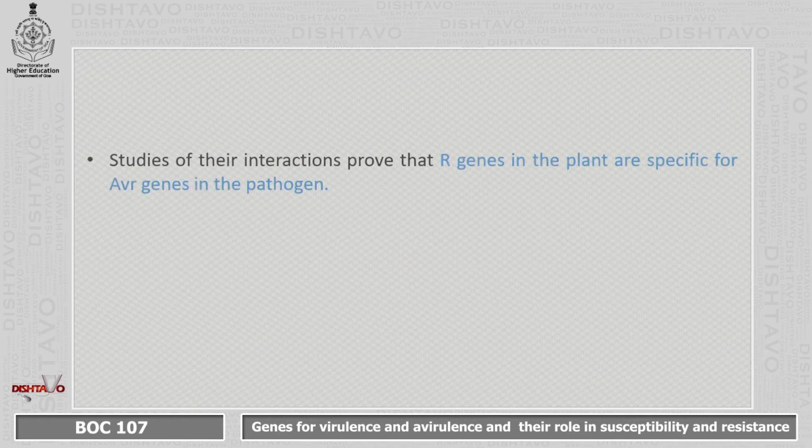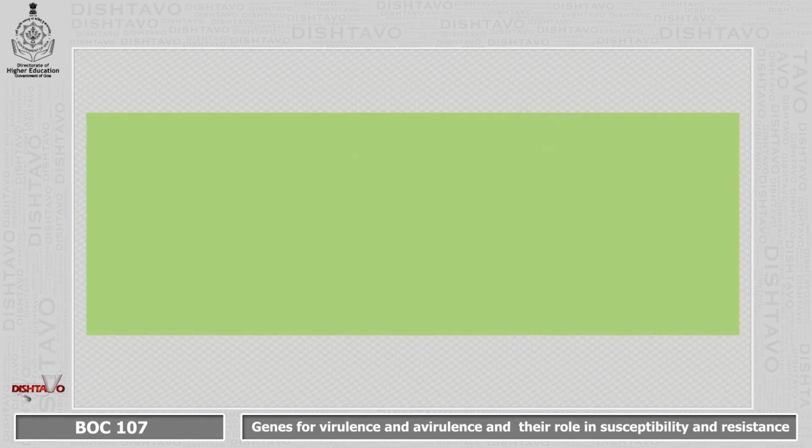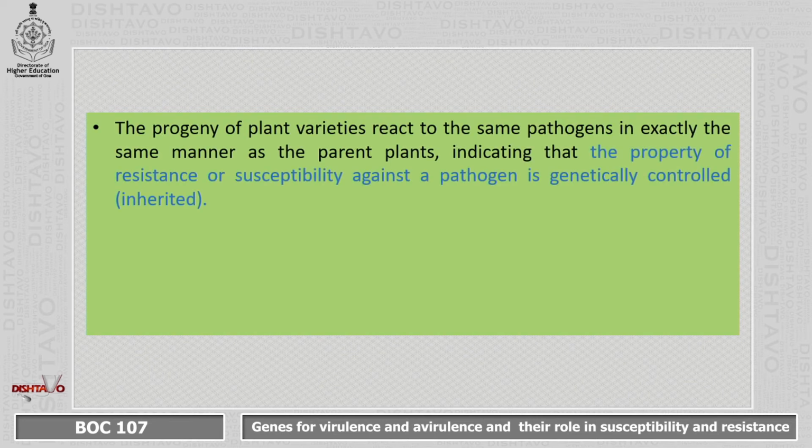Studies of their interactions prove that R genes in the plant are specific for the AVR genes in the pathogens. Thus, varieties possessing certain genes for resistance react differently against the various pathogen races and their genes for avirulence. The progeny of plant varieties react to the same pathogen in exactly the same manner as the parent plants.